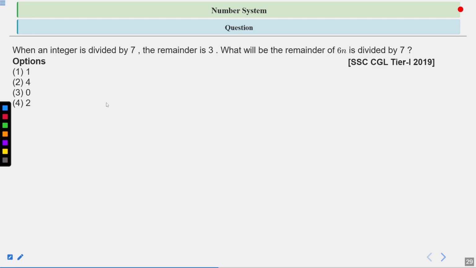When an integer is divided by 7, the remainder is 3. What will be the remainder when 6n is divided by 7? This question was asked in the SSC CGL Tier 1 exam in 2019. So there are 4 options. First one is 1, second is 4, third one is 0, and fourth one is 2. Now you have 10 seconds to solve this question. Your time starts now. Now time's up. Let's see the solution of this question.